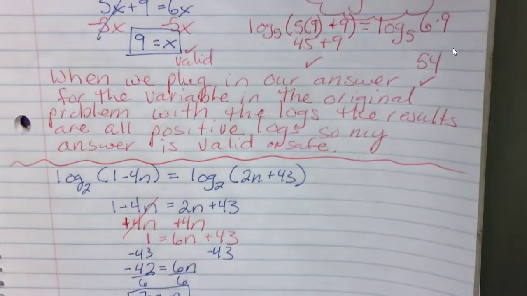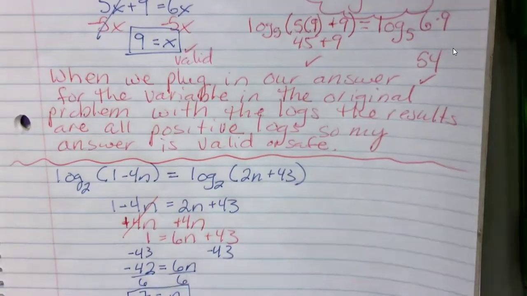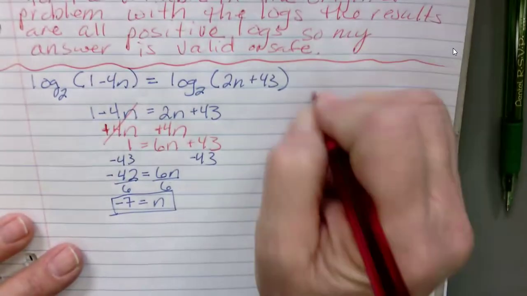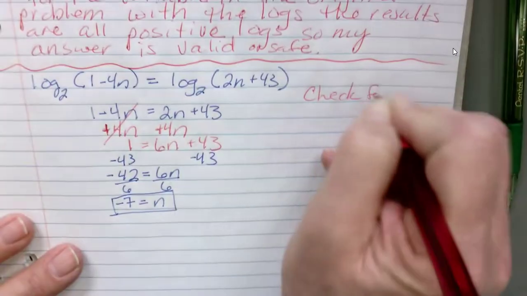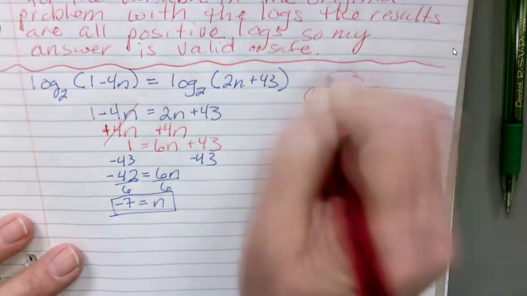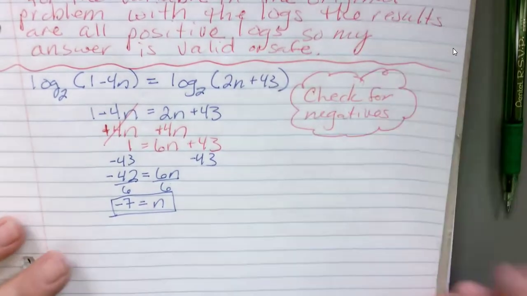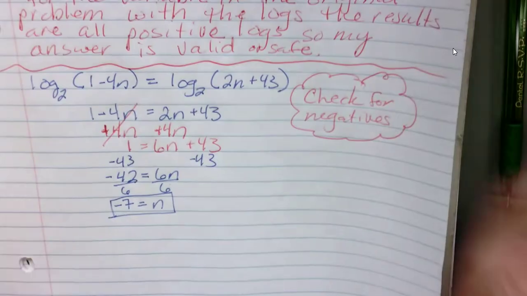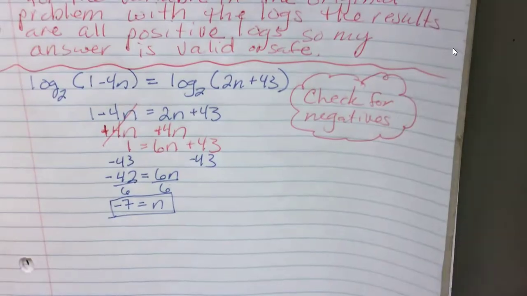Beautiful. What is step 4? Step 4 is to check for negatives. Make sure you write it in red pen and put a beautiful cloud around it. This is the part we cannot forget. If you do not check, you will absolutely 100% miss at least one problem on a quiz and a test on this.